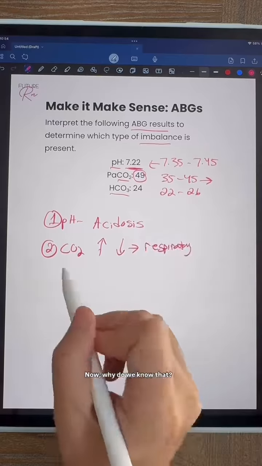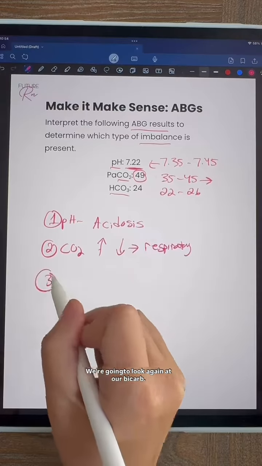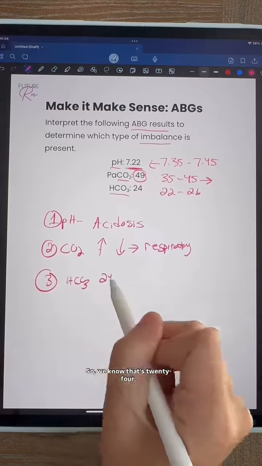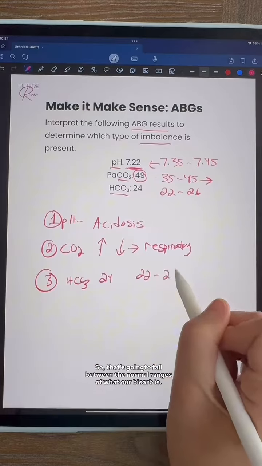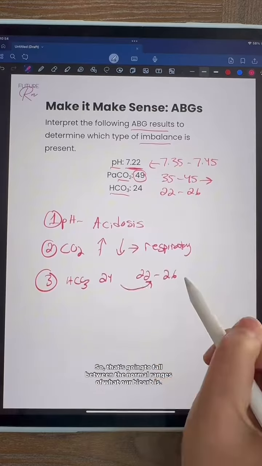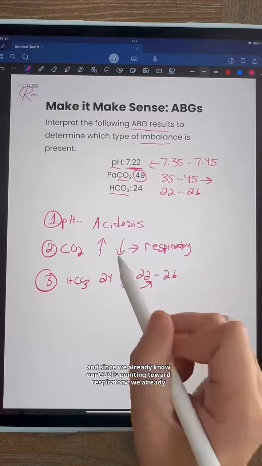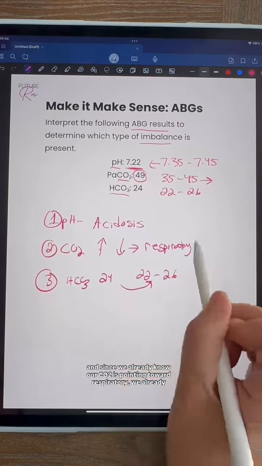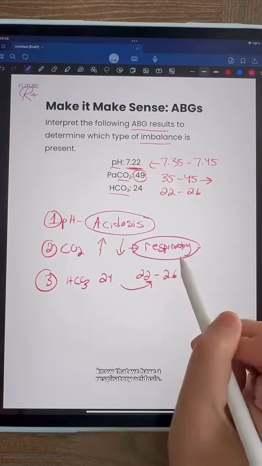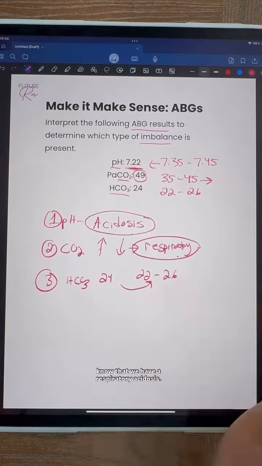Now, why do we know that? We're going to look again at our bicarb. So we know that's 24. So that's going to fall between the normal ranges of what our bicarb is. So the kidneys aren't doing anything to help out this respiratory condition. And since we already know our CO2 is pointing toward respiratory, we already know that we have a respiratory acidosis.